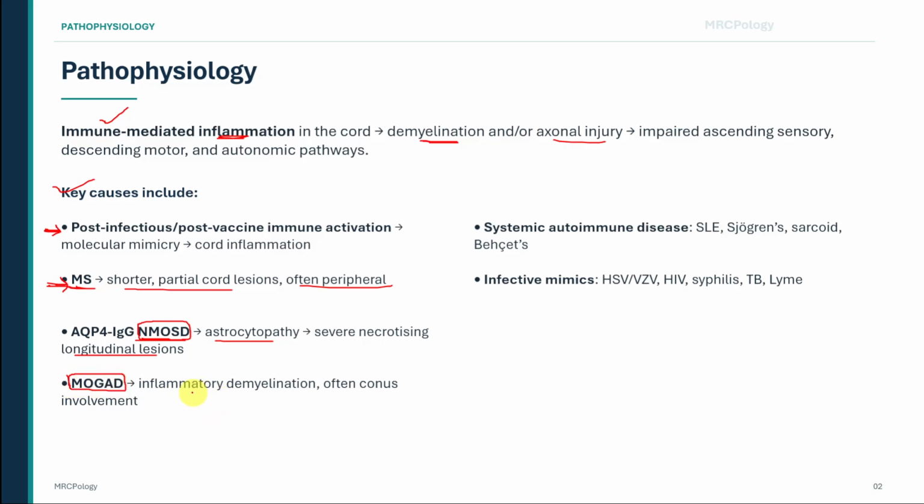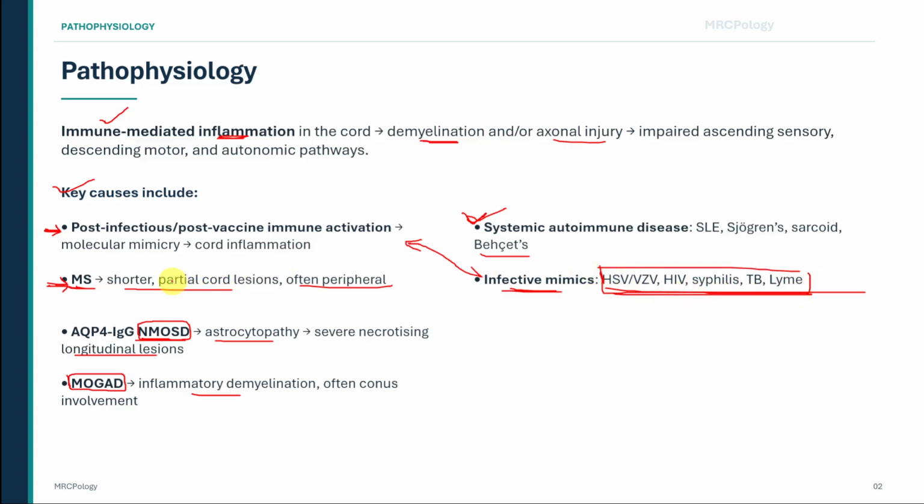A further group is systemic autoimmune disease. Think of systemic lupus erythematosus, Sjogren's syndrome, sarcoidosis, and Behçet's disease. These are important because the spinal cord presentation may be part of a wider inflammatory disorder. And finally, do not forget infective mimics or infective causes. These include herpes simplex virus, varicella zoster virus, HIV, syphilis, tuberculosis, and Lyme disease. The exam trap is to call everything autoimmune before considering infection, compression, infarction, and metabolic causes.